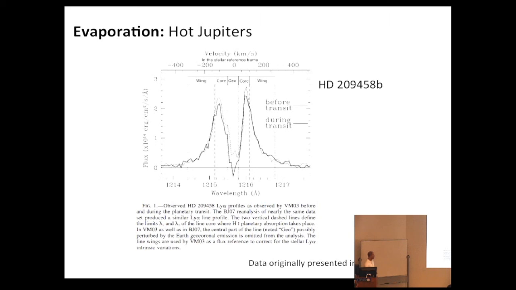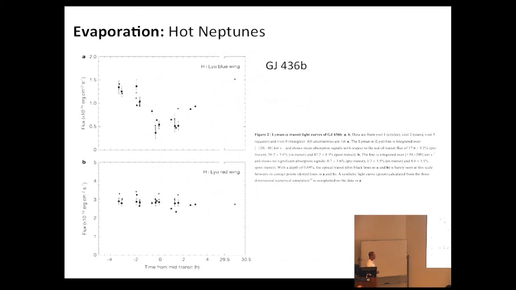But if you have a star that has a significant red or blue shift relative to the Earth, and thus has the Lyman Alpha shifted from the Earth's point of view, then you can move this Lyman Alpha out of the ISM absorption and then measure either in the wings or perhaps even see the core of this absorption. So 209 is a hot Jupiter that's been observed this way, and then also recently there was a paper by David Ehrenreich and collaborators for the hot Neptune GJ 436b, and this is a really stunning observation.